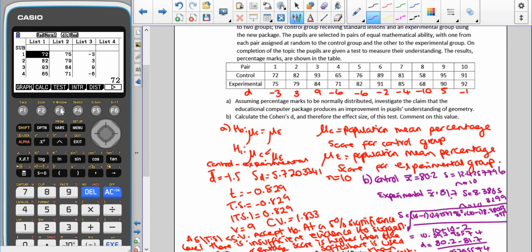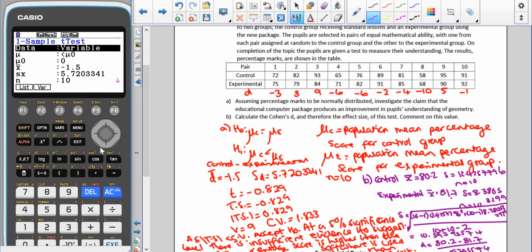So then we were going into test, T 1 sample. We don't have any values in it, and our hypothesis test symbol goes this way. So we've got symbol 0, and then we've got our minus 1.5, our 5.72033441, number of pieces of data 10, which gave us our test statistic of minus 0.29. So the size of our test statistic is 0.29. Remember, for the paired t-test, it's the number of pieces of data minus 1. So 10 minus 1 gives us 9.